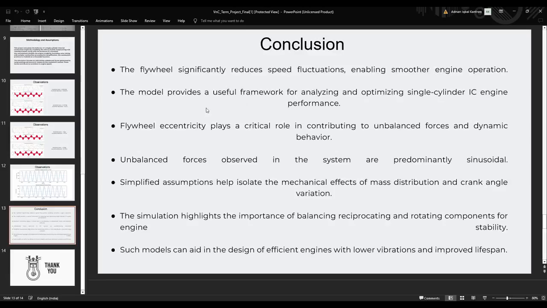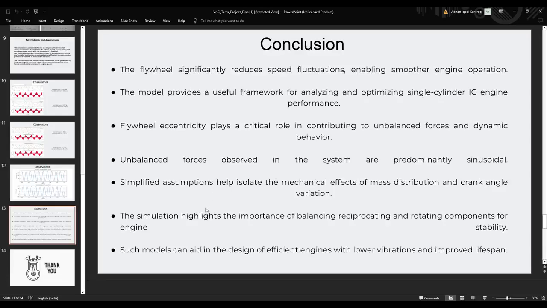So this model provides us a useful framework for analyzing and optimizing engine performance by taking several cases of eccentric masses and eccentric distances for a flywheel. That's why flywheel eccentricity plays a critical role in contributing to unbalanced forces and dynamic behavior of an IC engine.